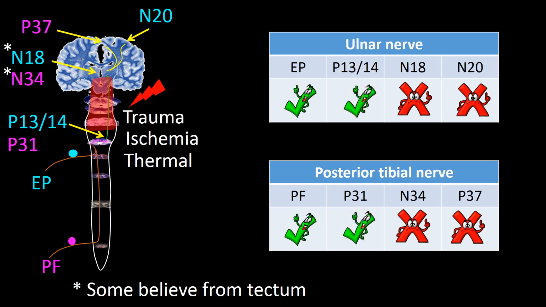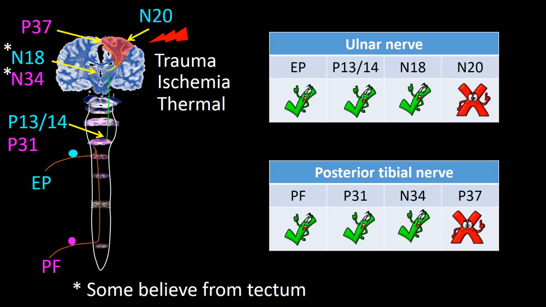A lesion in the brainstem diencephalic region will produce preservation of the potentials from Erb's point and P13-14 in the upper extremities, and preservation of popliteal fossa and P31 in the posterior tibial nerve somatosensory evoked potential. All other potentials will be absent or greatly diminished.